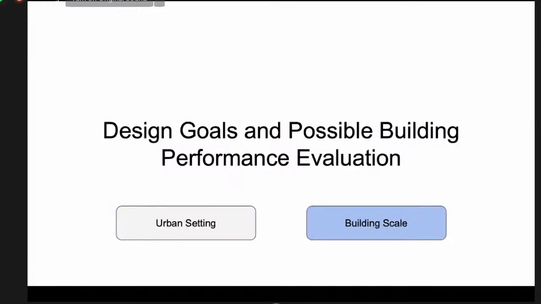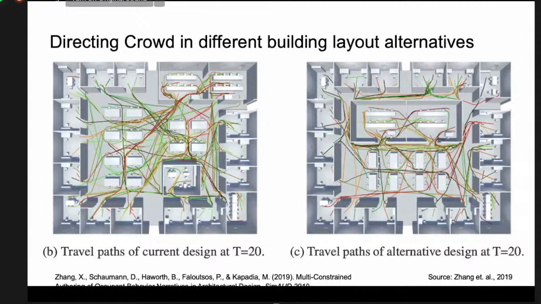I will give some examples in the building scale. So that's the urban scale, and now we can move to the building scale. This is an example of an experiment on the office layout.